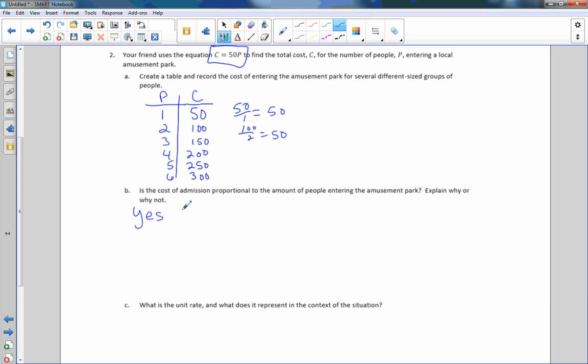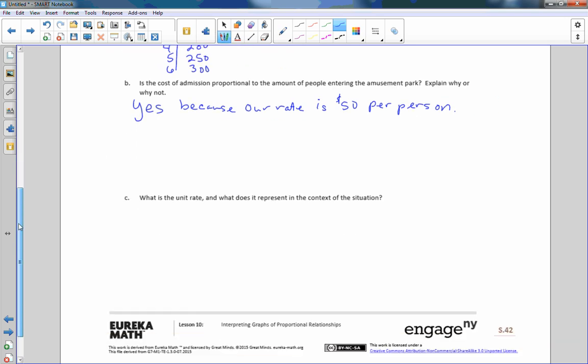Yes, because our rate is $50 per person, and it never changes. Okay? That's all I'm going to say there.